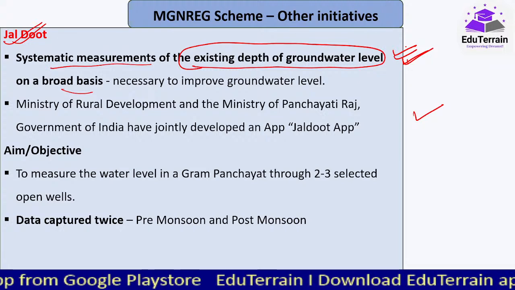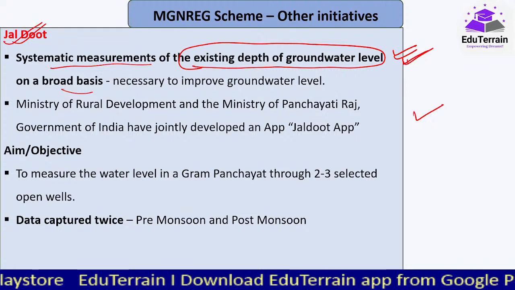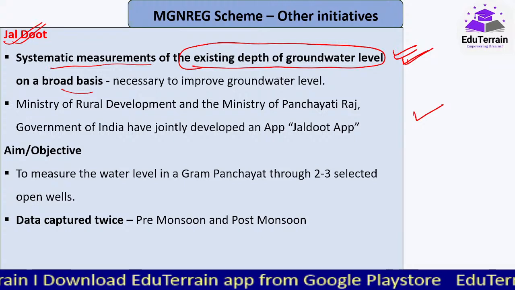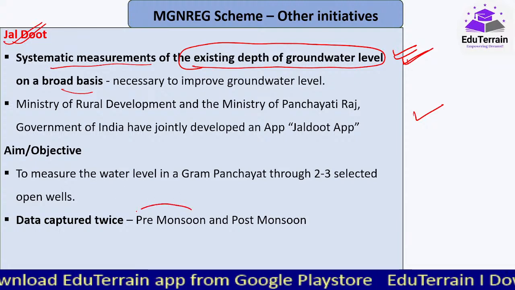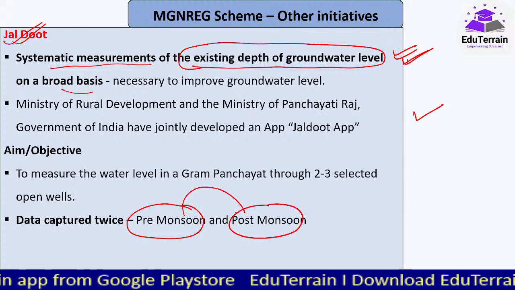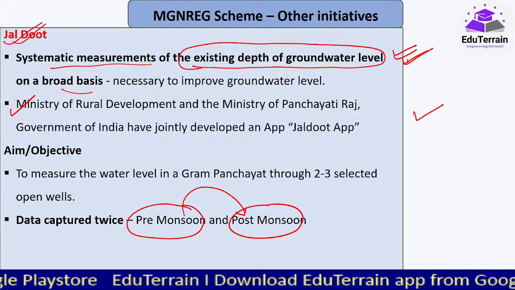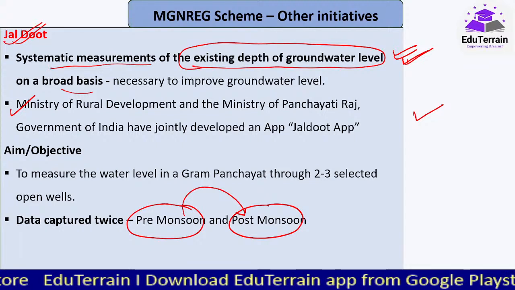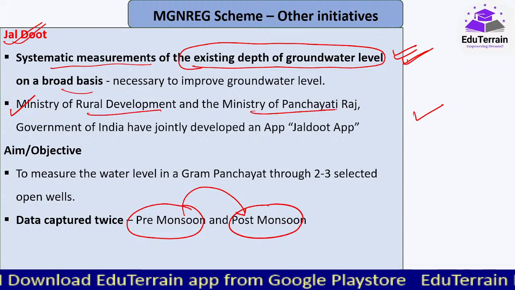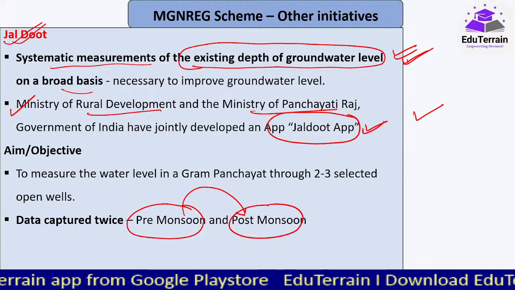And once they have that data, they'll be able to understand, okay, this is what is happening. So accordingly, they will be looking into what initiatives or what more can be done to improve the groundwater level. That's the reason it is done twice, pre-monsoon and post-monsoon. So this will help show how best the efforts have become fruitful. Okay, and here two ministries jointly developed an app as well to monitor this data on a continuous basis, and that is the Ministry of Rural Development and the Ministry of Panchayati Raj. They both have come together and jointly developed this Jaladoot app.